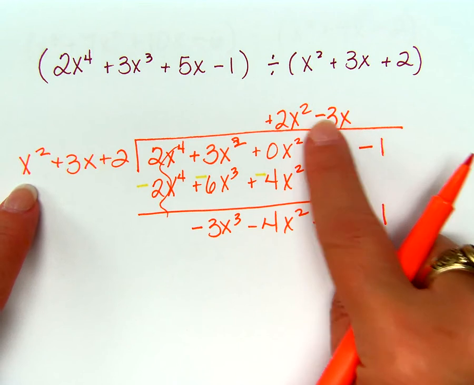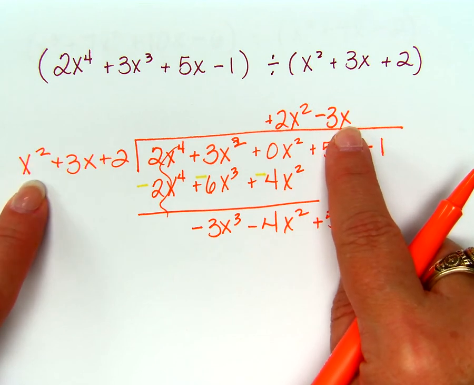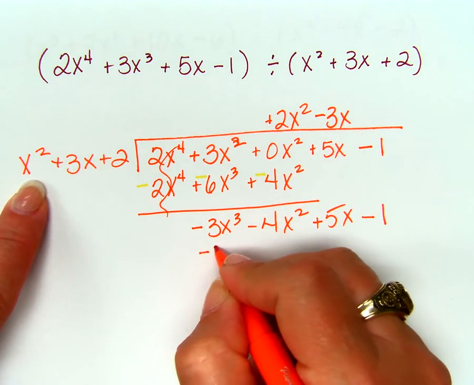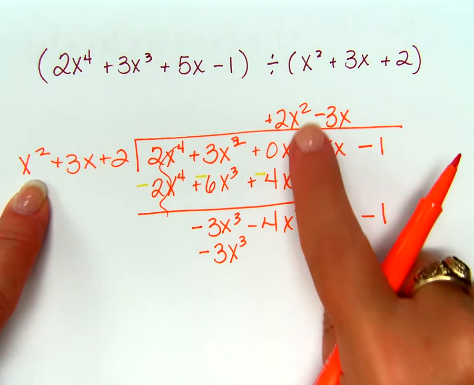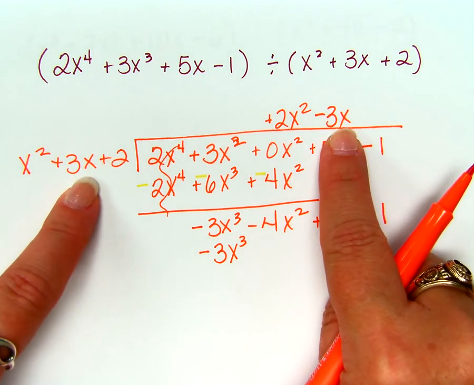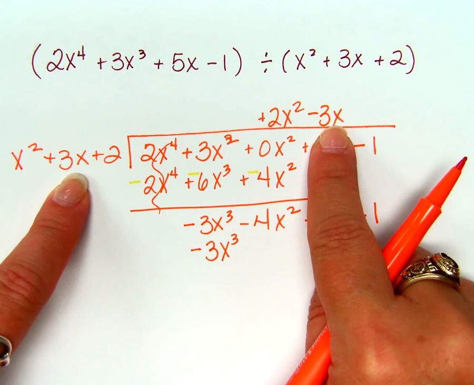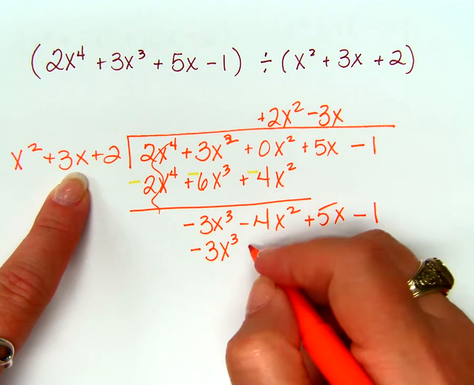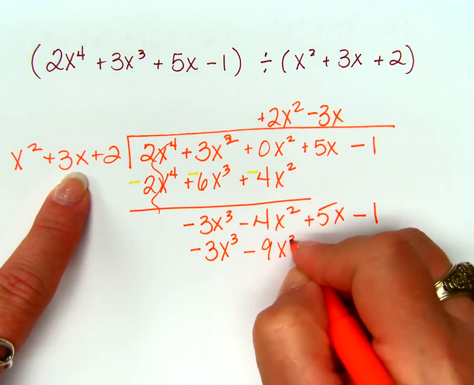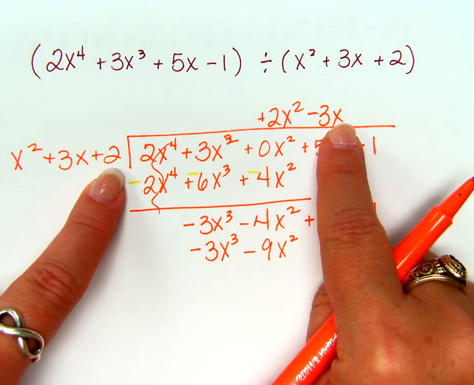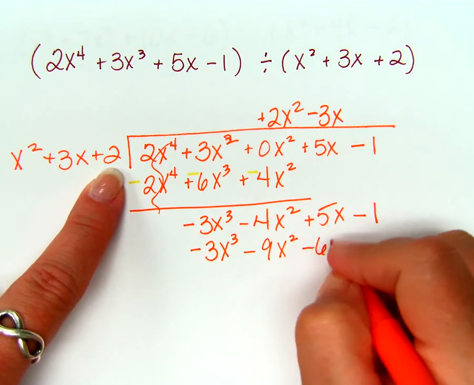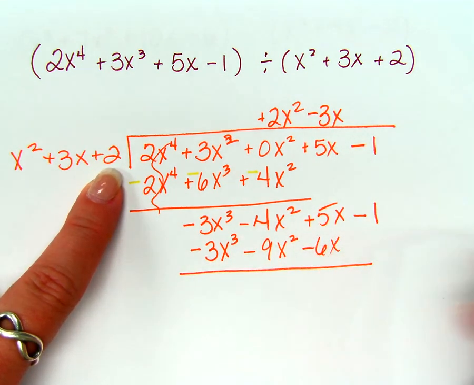Multiply. What's negative 3x times x squared? Negative 3x to the third. What's negative 3x times 3x? I think that's the question you were answering. Yeah. Negative 9x squared. What's negative 3x times 2? Negative 6x.